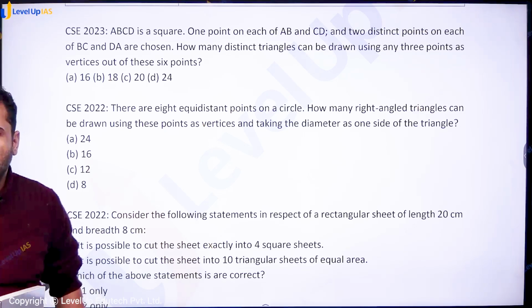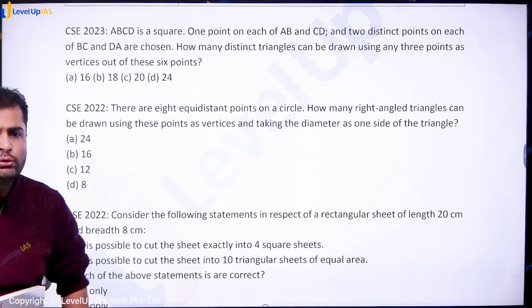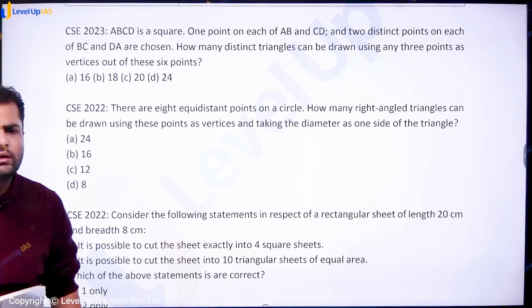Then one point on each of AB and CD and two distinct points on BC and DA are chosen. Okay, 1 point on AB and CD and 2 points each on BC and AD. Just mark them on your diagram, and there is no information about which these points are, so you can choose any random points as per your convenience, no problem.